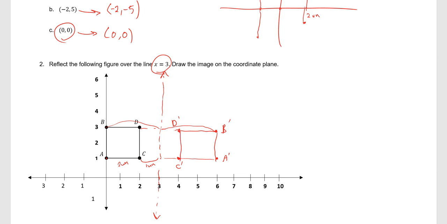And then we can write the coordinates for the points. So point A prime will be at (6, 1). B prime will be at (6, 3). C prime will be at (4, 1), and D prime will be at (4, 3).